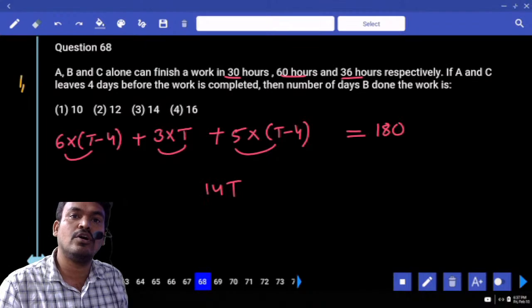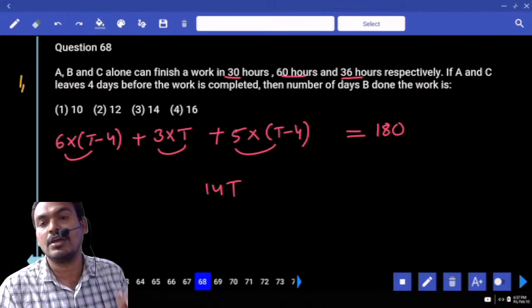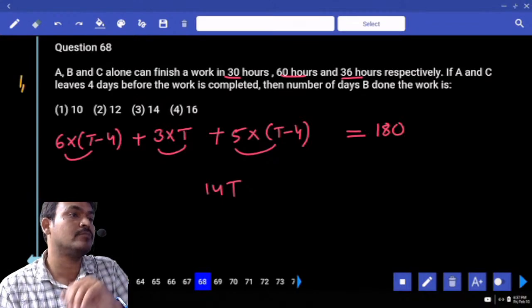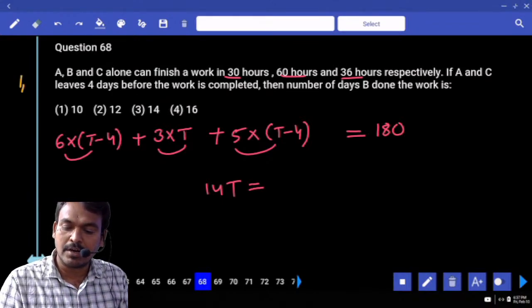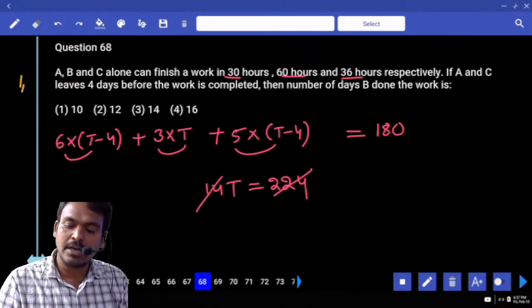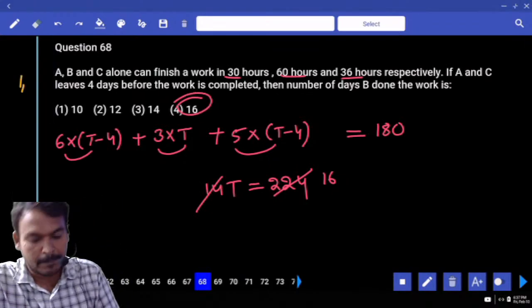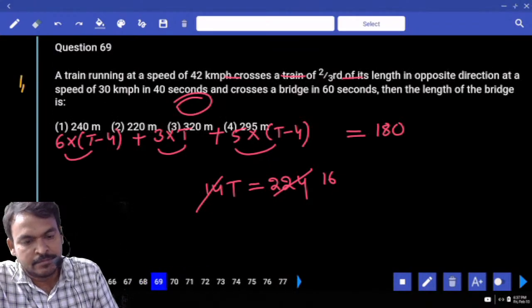Next, 6 times 4 is 24, and 5 times 4 is 20. 24 and 20 make 44. Negative becomes positive. 180 plus 44 is 224. 14 directly goes 16 times. So T is equal to 16.